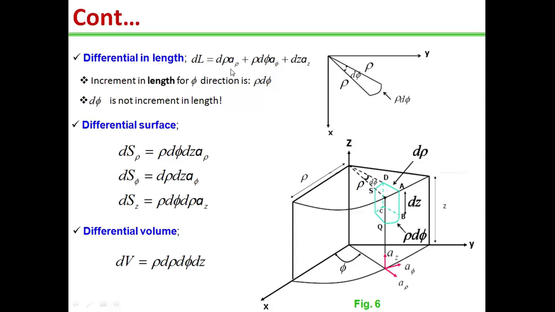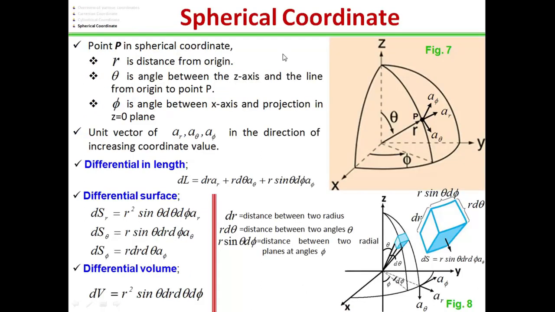So differential length along the rho direction is d rho, along the phi direction rho d phi, and along the z direction is dz. So differential volume can be calculated as rho d phi and dz. Next is the spherical coordinate system.